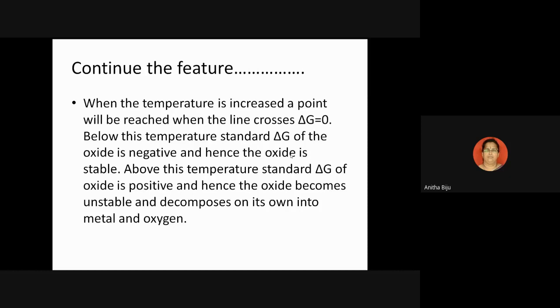Melting means what? Solid gets converted into liquid form. Okay, so this is the important part that you have to take care.